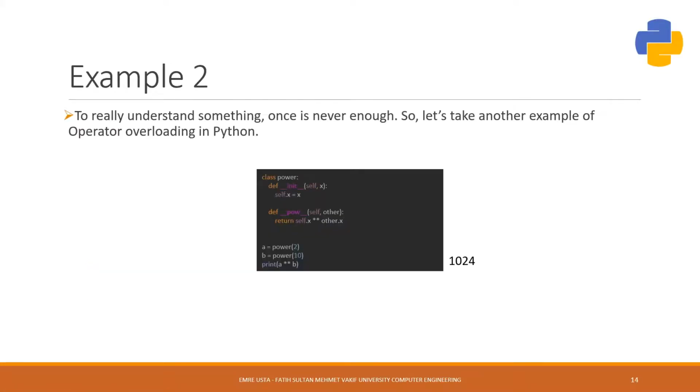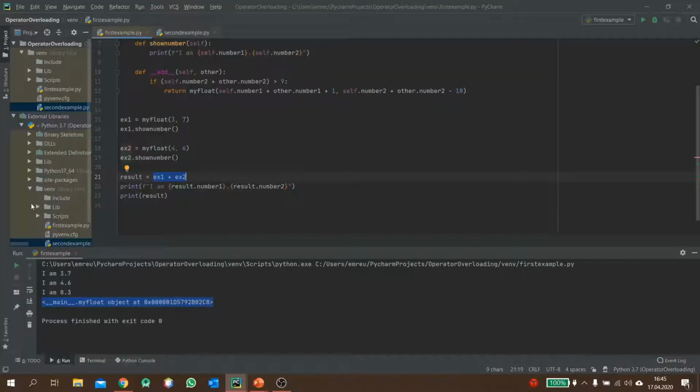Example 2. To really understand something, once is never enough. So let's take another example of operator overloading in Python. We should define a power class with an init method and a pow method. Okay, we can try, no problem.